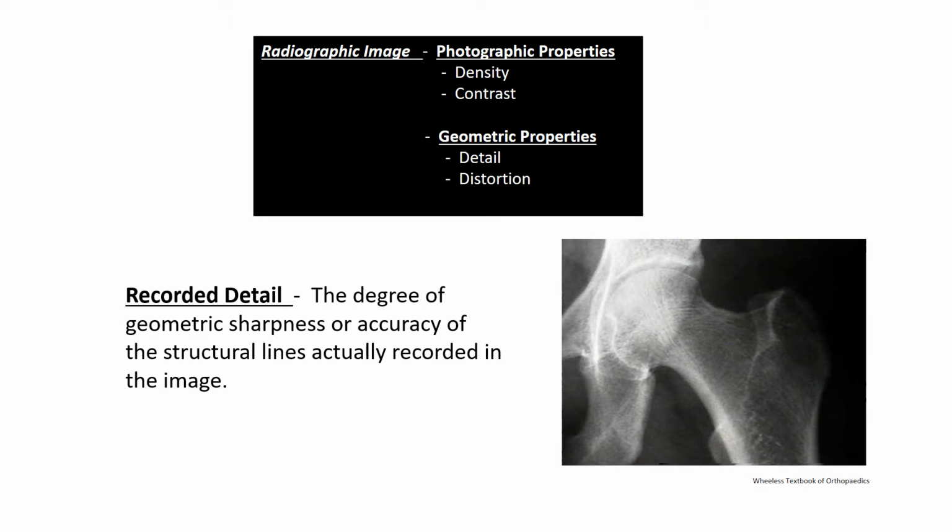When we look at the radiograph of the hip over on the right, we can see those little fine lines within the bone, that bony trabeculation. This would indicate that this radiograph has a higher degree of radiographic detail.